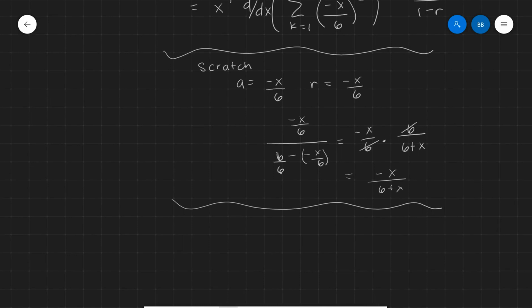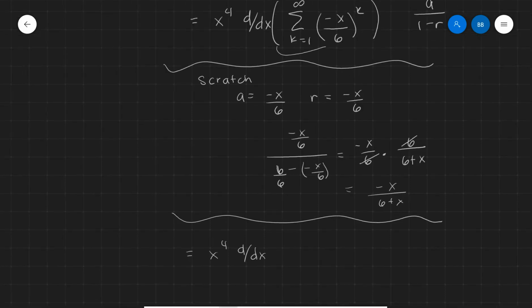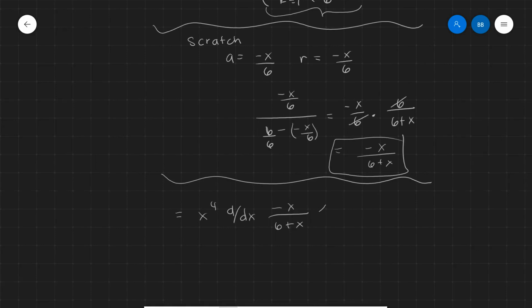All right, so rewriting the summation, we have equals x to the fourth, the derivative of, I just found what this summation converges to, so I can take out the entire summation and put in the convergence of the summation, negative x over 6 plus x. And then I just have to find the derivative of this, which unfortunately does mean quotient rule. So I'm going to take the derivative of the numerator, negative 1, times the denominator, 6 plus x, minus the derivative of the denominator, which is just 1, times the numerator, which is negative x, all over 6 plus x squared.